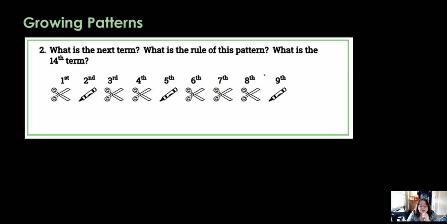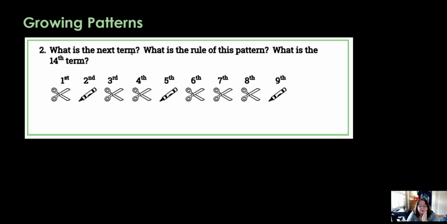They've labeled the terms for us. And the first is scissors, crayon. Then there's 2 scissors and a crayon. Then there's 1, 2, 3 scissors and a crayon. So, scissors, crayon, scissors, scissors, crayon, scissors, scissors, scissors, crayon. I think we're ready to say what the next term is going to be.